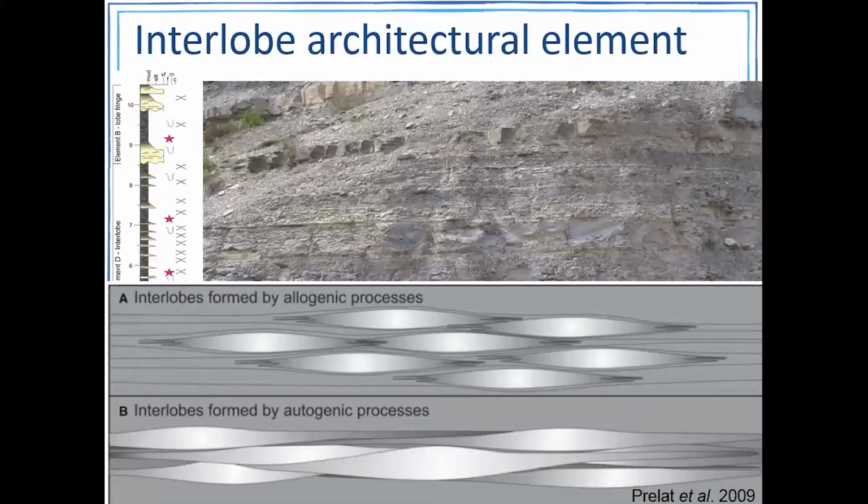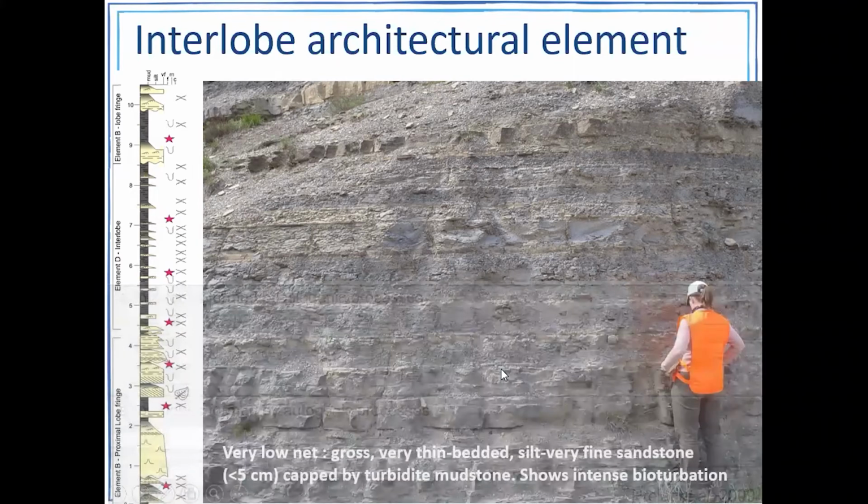Mud-rich intervals between lobe complexes can often be hard to distinguish sedimentologically, but here we can define interlobe deposits, the muddier deposits between individual lobes, as having a very low net to gross, being very thin bedded, muddy, silt dominated, and with occasional rare thin sandstones. But the key to these depositional environments is that they're entirely dominated by turbidite mudstones rather than having any real significant hemipelagic mud component. And they also show intense bioturbation.